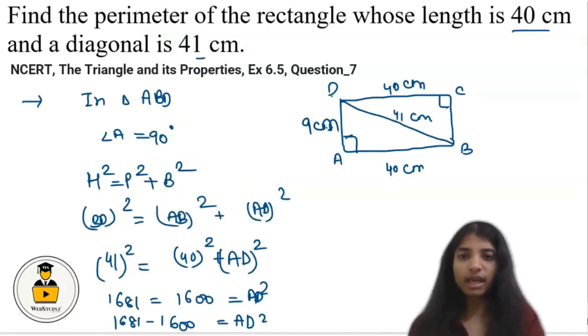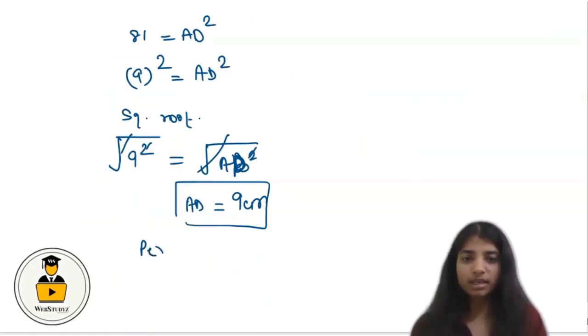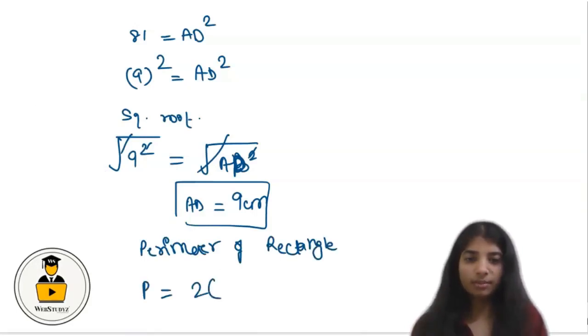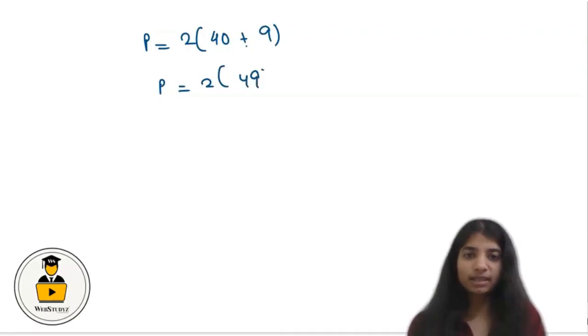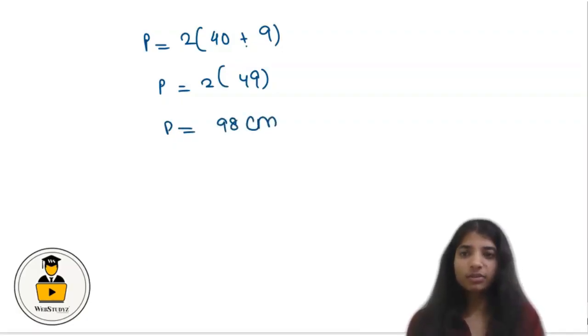Now we have the value of the length and the value of the breadth. So the perimeter of the rectangle is equal to 2 multiplied by the length plus breadth. Plugging in the values, perimeter is equal to 2 multiplied by the length, that is 40 centimeter, plus breadth, which is 9. So P is equal to 2 multiplied by 40 plus 9, that is 49. So the perimeter is equal to 49 multiplied by 2, that is 98 centimeter. So the perimeter of this rectangle is 98 centimeter. This is the answer to the given question.